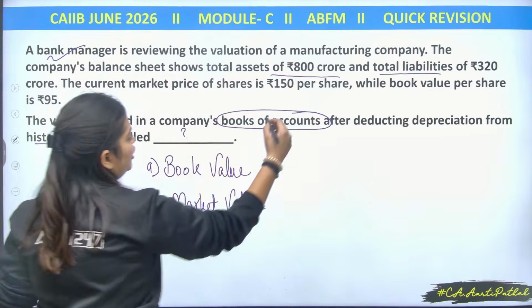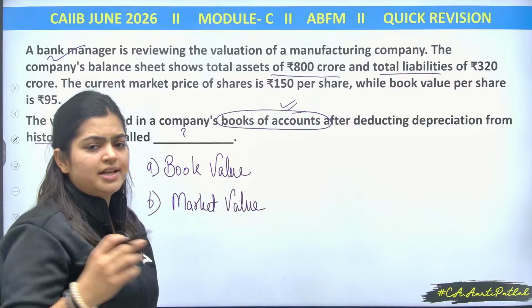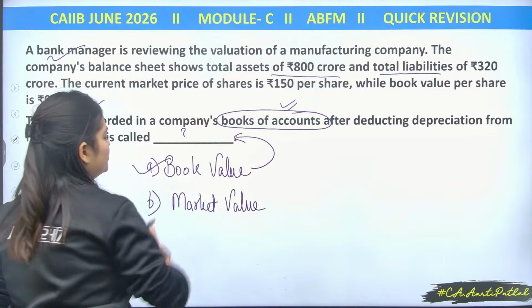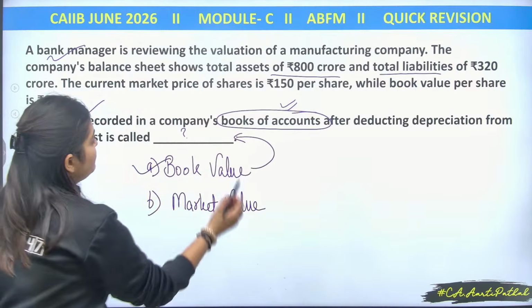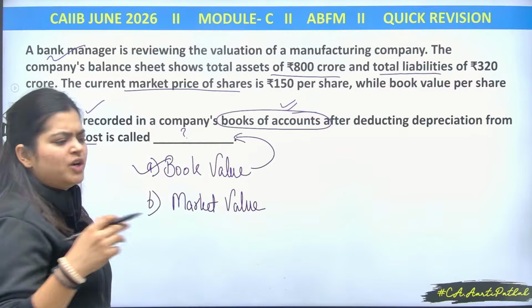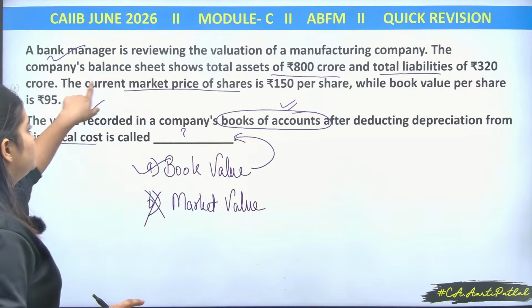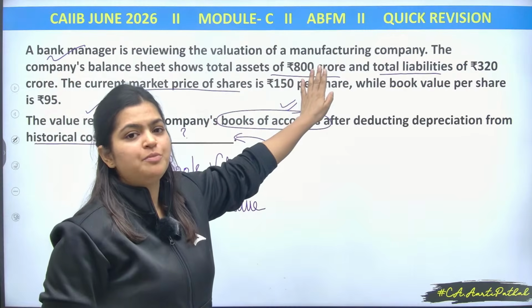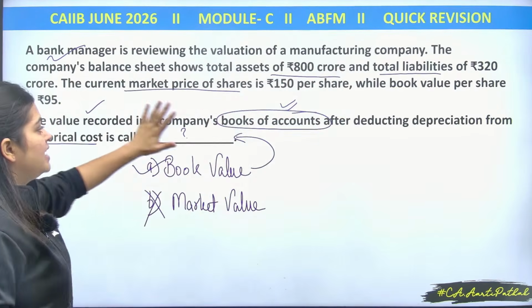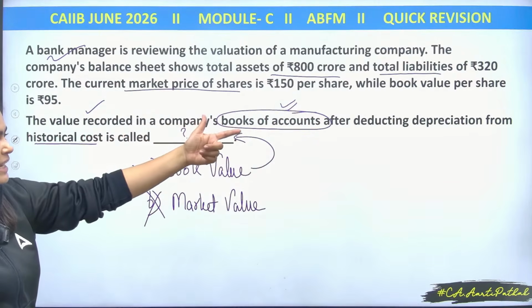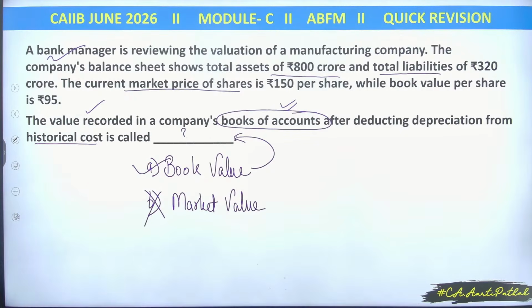Whenever you are checking your books and using all your assets and liabilities from your balance sheet, that is your book value. So the right answer to this question is book value. Market value means the price at which you are trading in the market. That is the reason, though we have market price data too, the question asks for the book value after deducting depreciation from the historical cost. So the right answer here is book value. Very good. Yes, that is answer A.